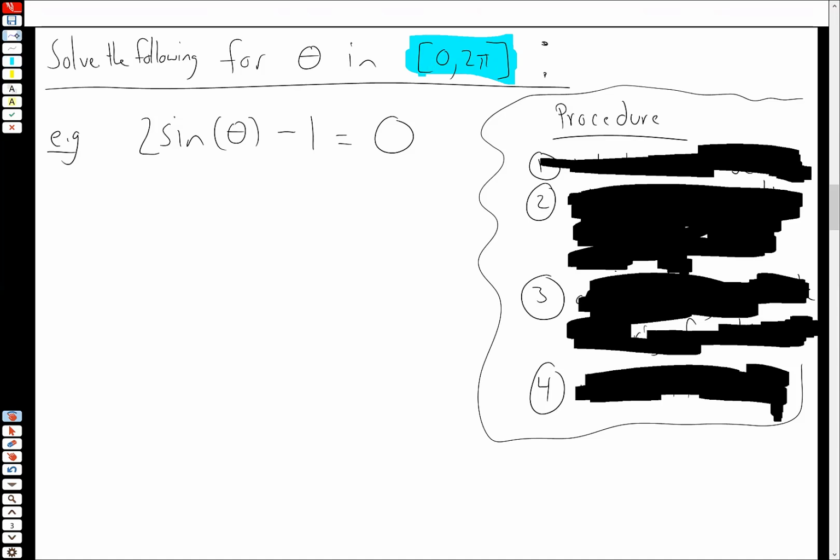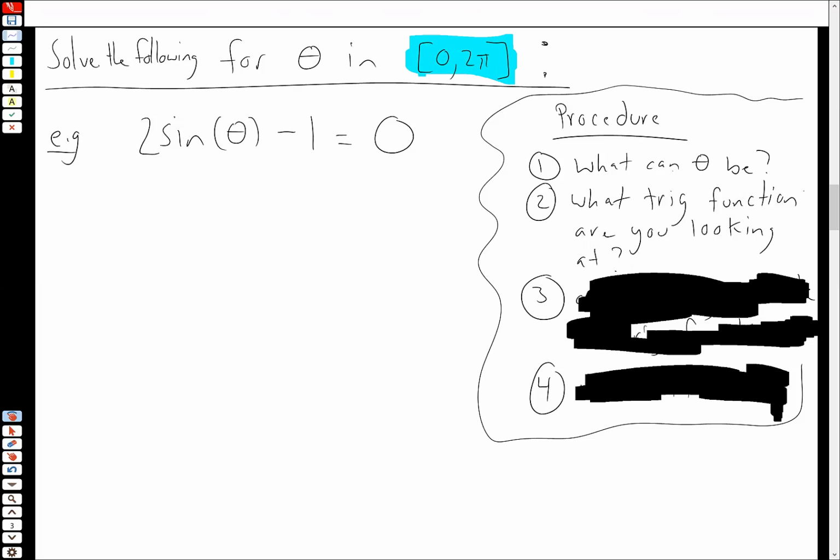So when you're solving a trig equation, what I recommend first, pay attention to where theta is at. So in this case, again, as we noted, theta should be in 0 to 2 pi. Second, look at your equation and figure out what trig function you are actually dealing with. So in this case, we're dealing with sine. So what does that mean for us? Well, when we look at our unit circles, what coordinate are we going to be looking for? We're going to be looking at the y coordinate.